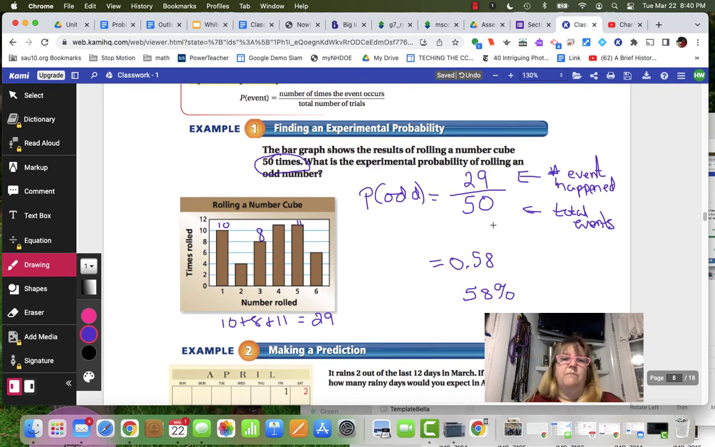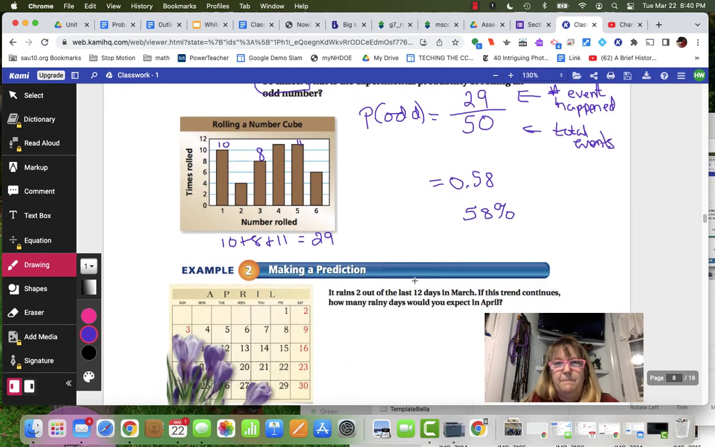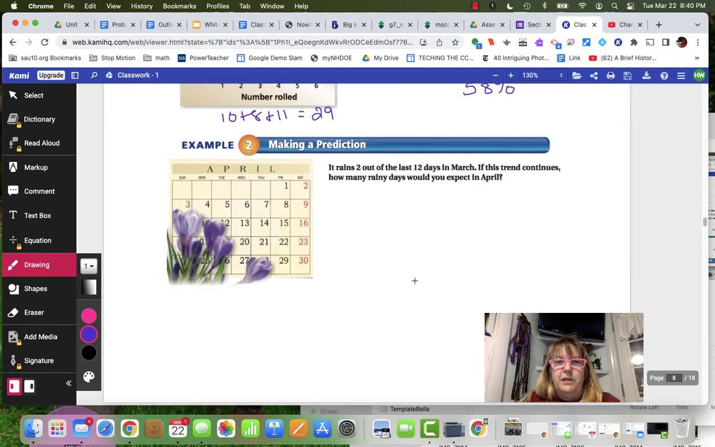That's kind of interesting. Is that what you expected? Because if I rolled it 50 times, the number of times that I can roll odd are 1, 3, and 5, so 3 times. The number of times that I can roll even is 2, 4, and 6. So that's kind of a 50-50 shot. So that's interesting that we got 58 for an answer. Something to think about.